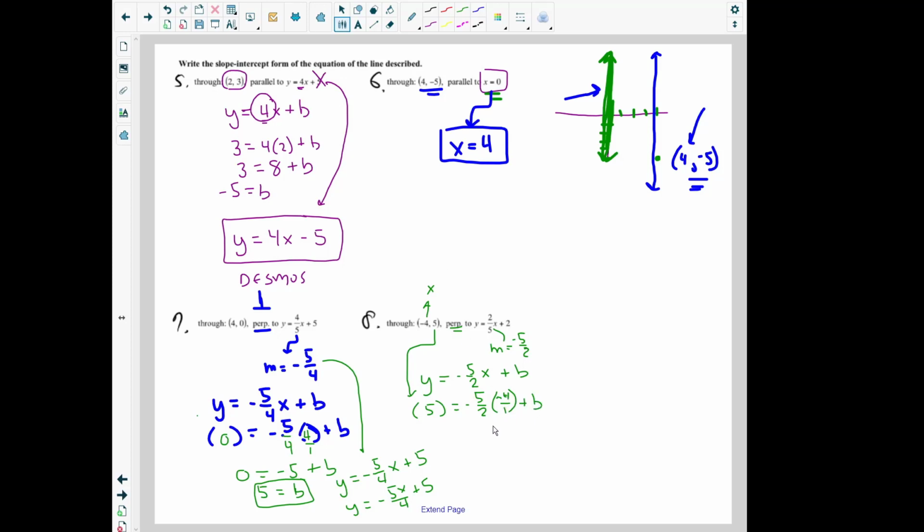Of course, negative times negative is positive. So this is going to be a positive number. It's 20/2. 20/2 is 10. So this is going to be positive 10 plus b. Subtract 10 from both sides. I get b equals negative 5. Final answer is just y equals the slope from the first part, negative 5/2 x, and then minus 5. Okay, next slide.